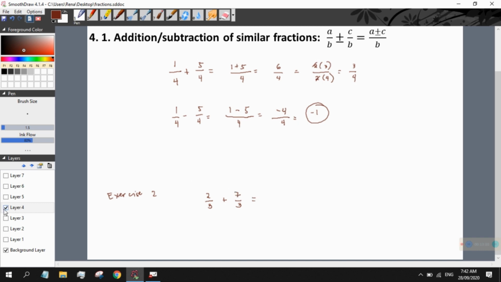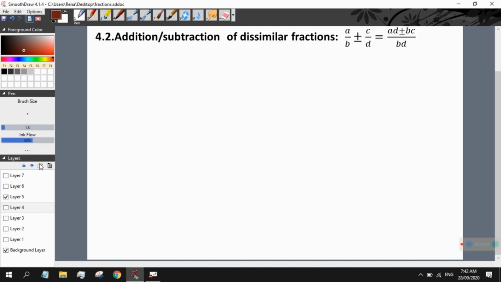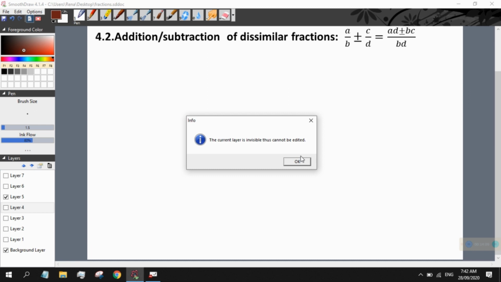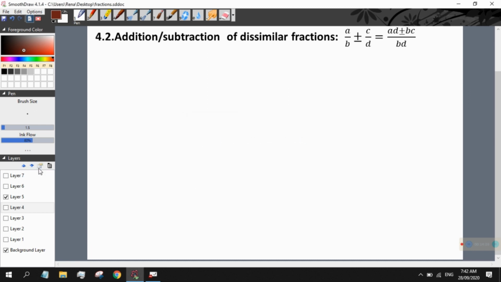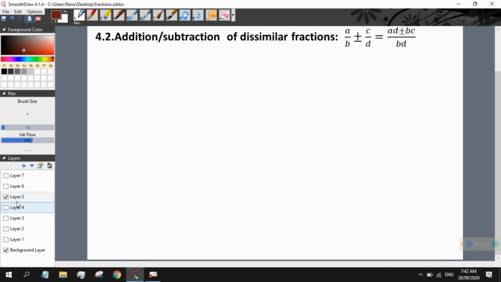And now, let's go to the next case. Still, this is for addition. Let's just... Di siya automatic eh. You have to select it. Then, you have to see. Okay. Gawin natin purple. For addition or subtraction of dissimilar fraction, madali lang din to.